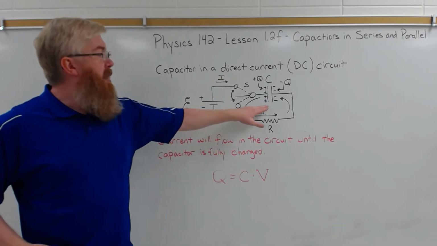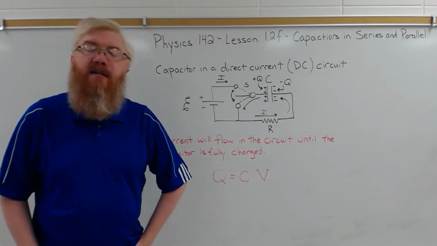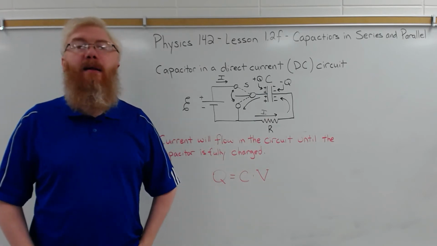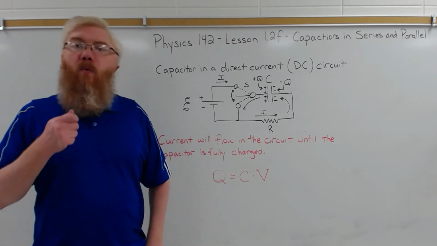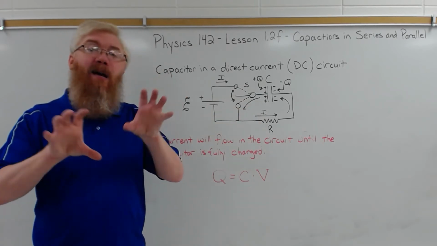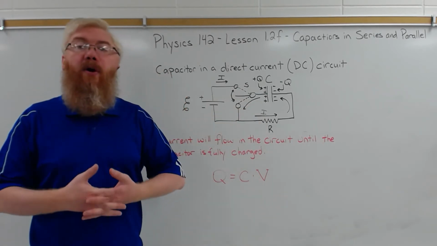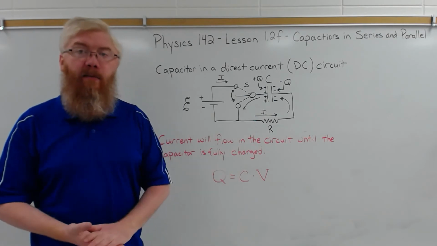So what if you need a capacitor in a circuit and you don't have the right capacitance value? Let's say you're building a circuit and it calls for a 10 microfarad capacitor and you don't have one. Well, one way you can emulate a 10 microfarad capacitor is by adding capacitors you do have in what are called series and parallel configurations.